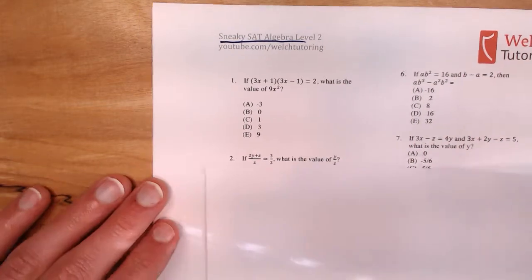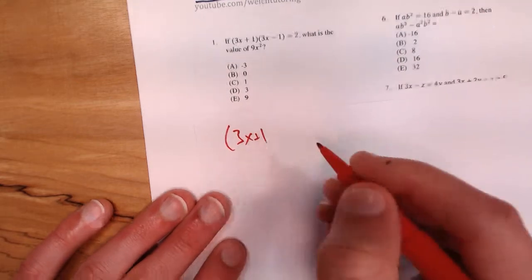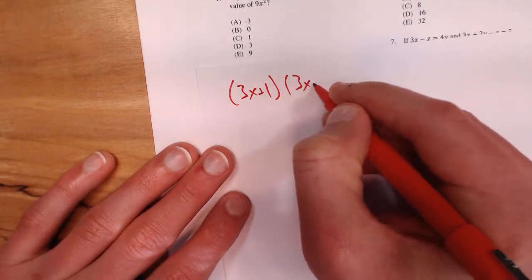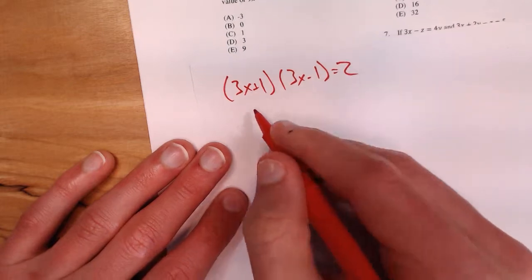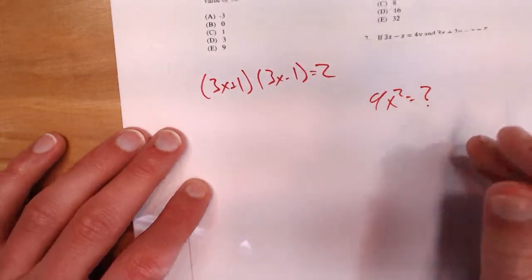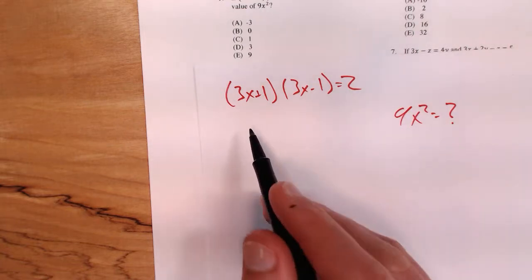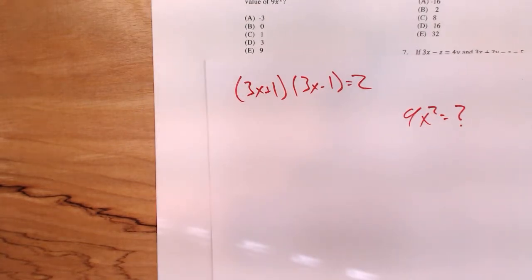Okay, so our first problem says, if 3x plus 1 times 3x minus 1 equals 2, what is the value of 9x squared? Okay, so this is a spot where it's really beneficial to know about perfect square factoring and how to use it. And the hint here is that these two binomials are kind of the result of a perfect square factoring. And we can kind of see that if we FOIL.